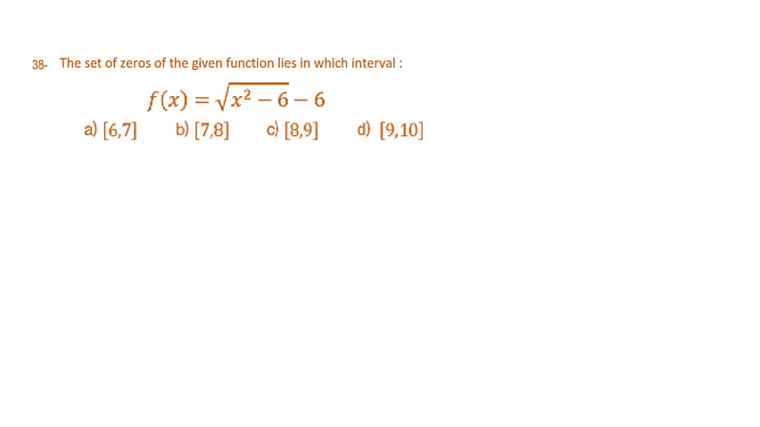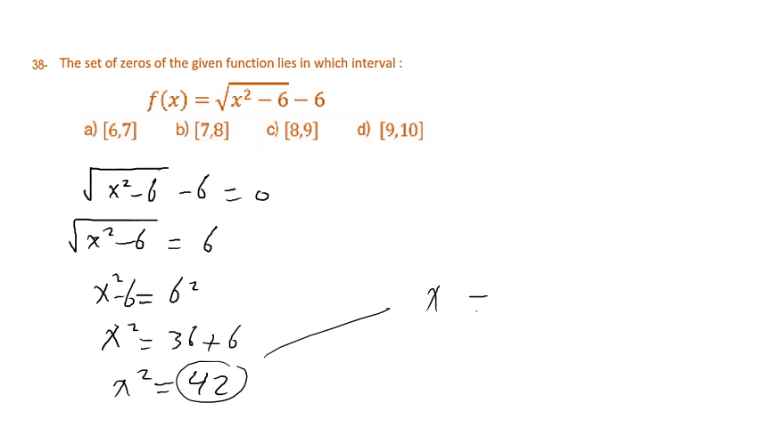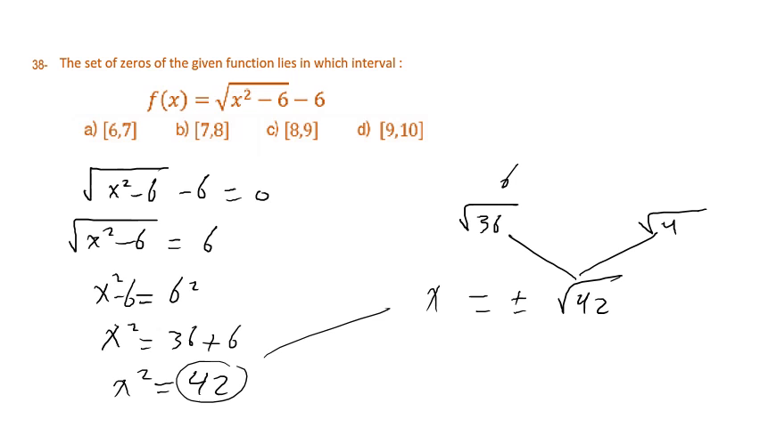The set of zeros of the given function lies in which interval? So I need to solve this equation to figure out where the set of zeros is. So root of x squared minus 6 is equal to 6. By squaring both sides, x squared minus 6 is equal to 6 squared. So x squared is equal to 36 plus 6, so x squared is equal to 42. So x is equal to positive and negative root of 42. And root of 42 lies between root of 36, which is equal to 6, and root of 49, which is equal to 7. So it's between 6 and 7.